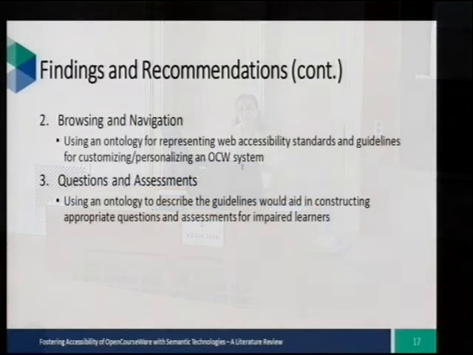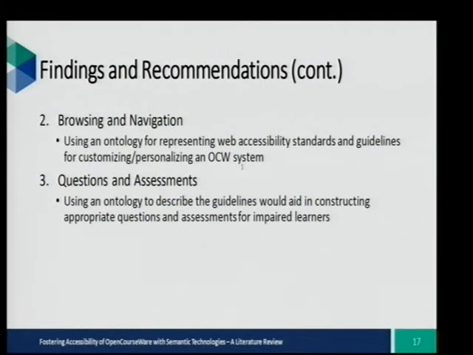Also for the browsing and navigation, we are talking about customizing our OpenCourseWare system. For example, if you know that this is one technique, but it's not the best one. If you know that the user coming to you is blind, you can neglect all the images and all non-textual content in your website and just put text that is highlighted and organized with headings in a good way, so you don't need to put any images or any other stuff. This is an example, not a very good example, but it's an approach.